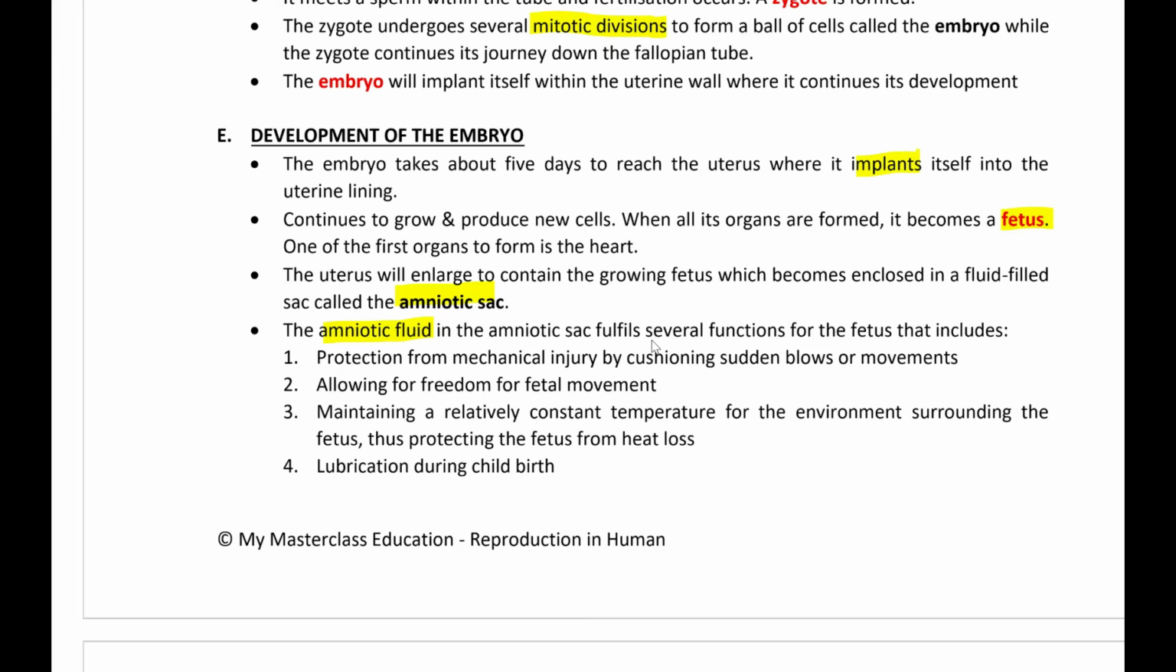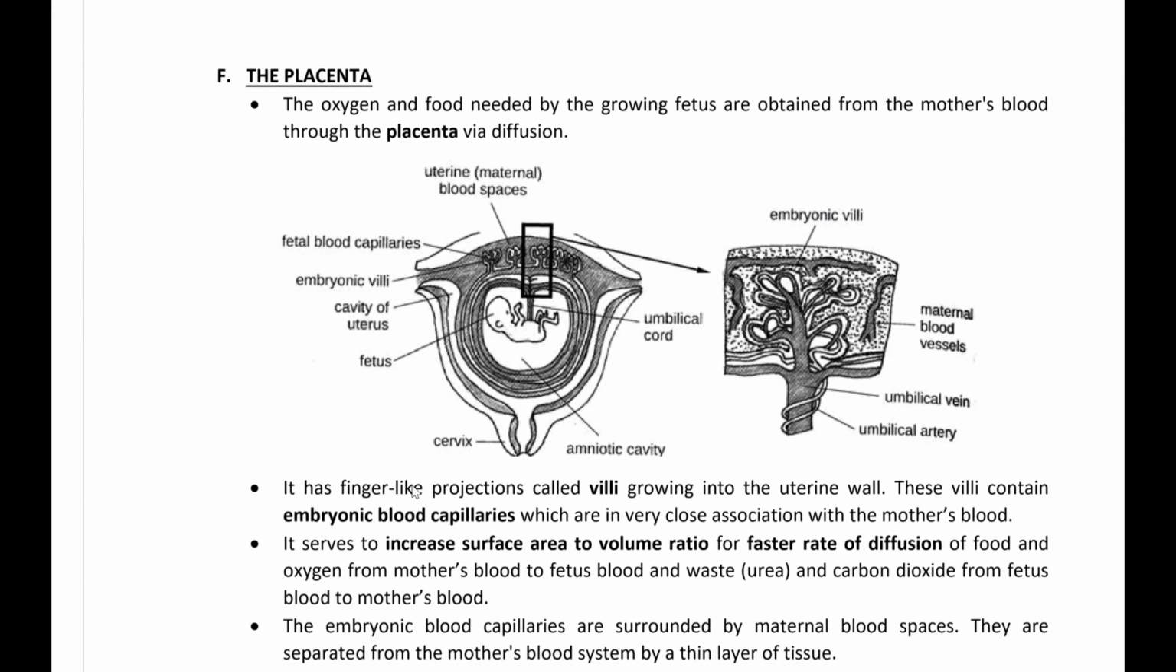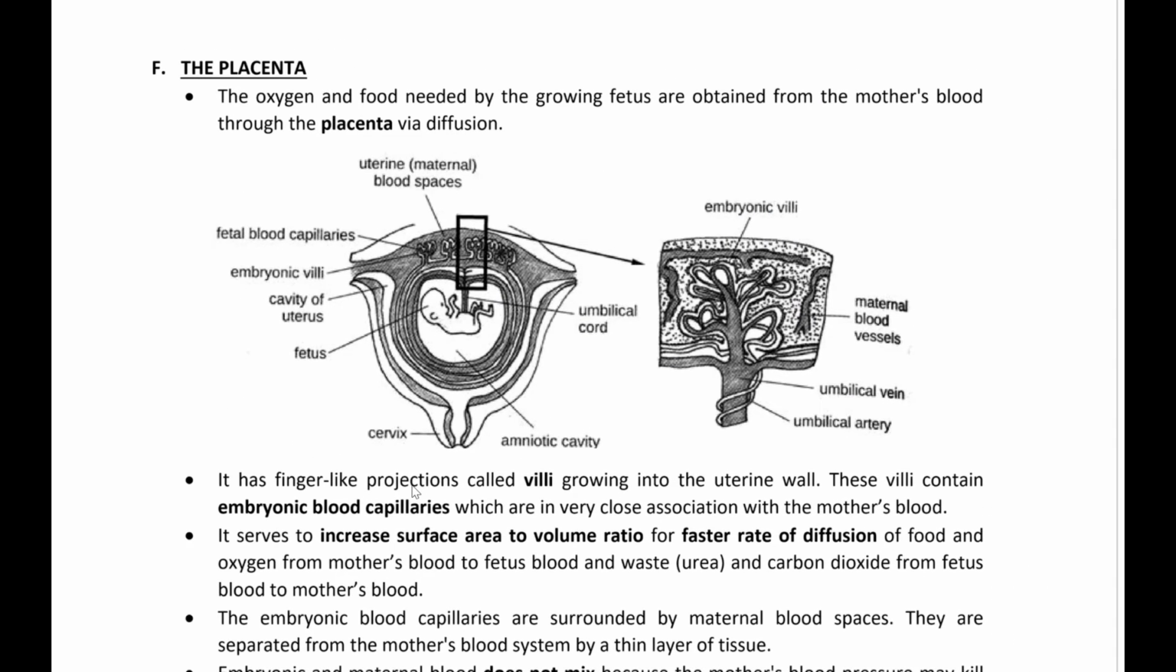Subsequently, just before childbirth, if you watch those TV shows, the so-called water bag breaks. The breaking of the water bag is the amniotic sac, and the amniotic fluid will then be released, which provides lubrication during childbirth. During the entire growth period, the developing fetus is unable to eat or drink or breathe. So inside the maternal cavity, oxygen and food are passed to the developing fetus via diffusion.